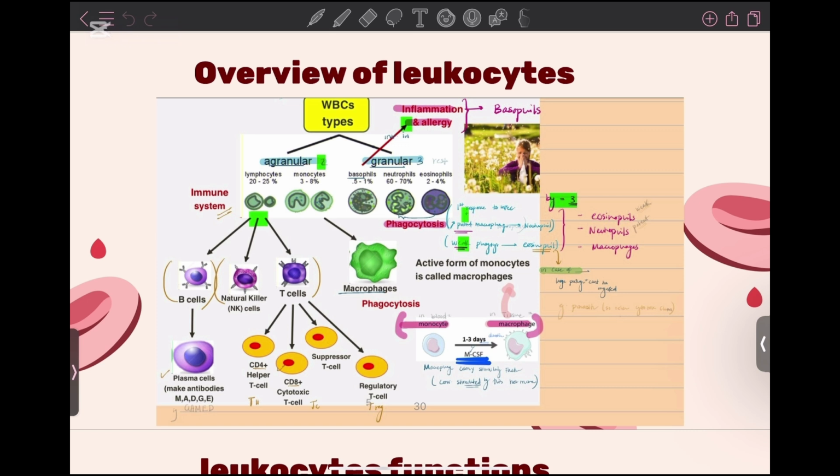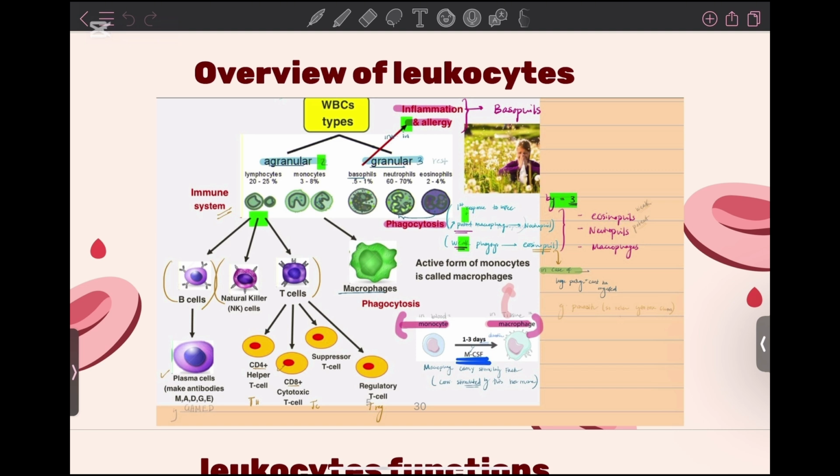We have 2 that are agranular, meaning there are no granules in them, which are the macrophages, or let's say the monocytes, and the lymphocytes. We know lymphocytes are B and T cells. T cells are subdivided into multiple cells: the helper, the cytotoxic, and the Tregs. And for the B cells, we have the antibodies, which are grouped as immunoglobulins, 1, 2, 3, 4, 5.